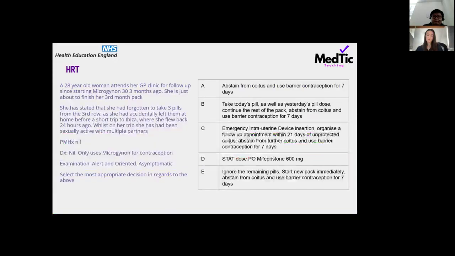Right, so the next question over here is about HRT, and we'll give you a shot at this question and see how you feel about it.